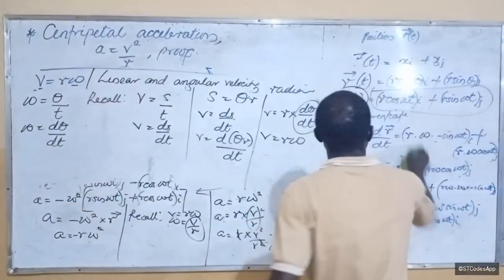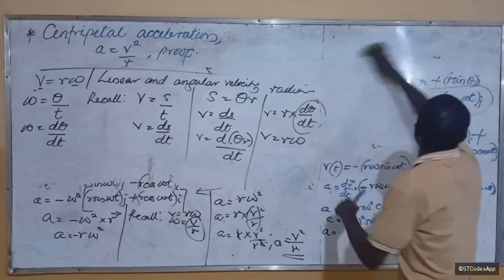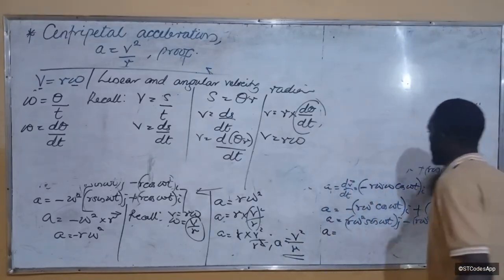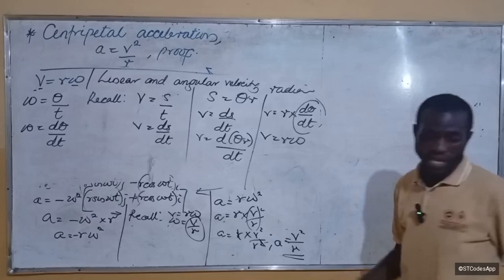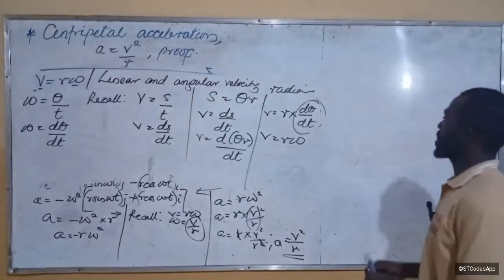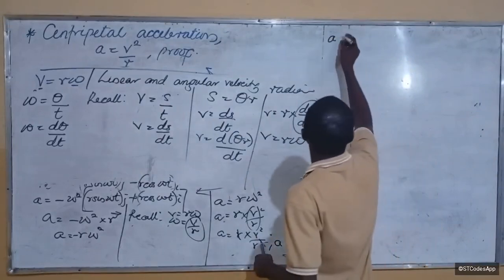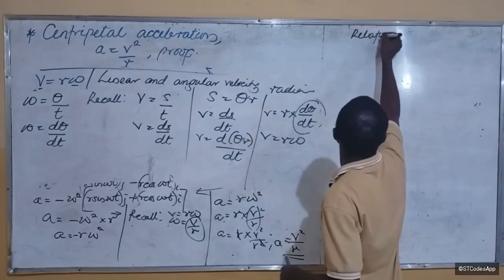Now let me show you another relationship, between angular acceleration and linear acceleration. Now what is linear acceleration? Linear acceleration is denoted by A. And angular acceleration. So we have a relationship now.